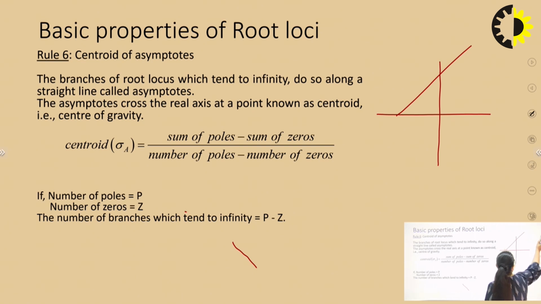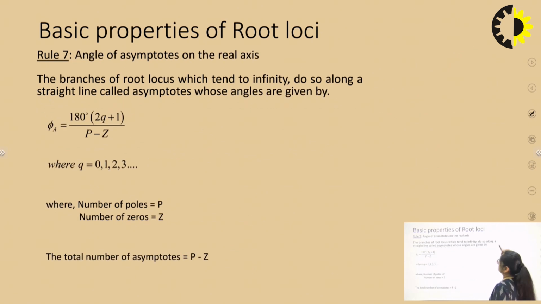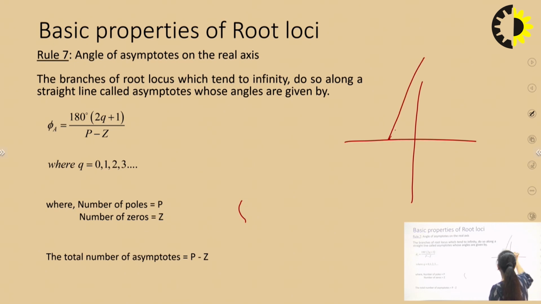Now, rule number 7 states the angle of those asymptotes. If a branch of the root locus is tending towards infinity, then what is the angle at which it is moving? For example, is it going in this path, or this path, or a straight line, or this direction? This is decided by the angle of asymptotes.